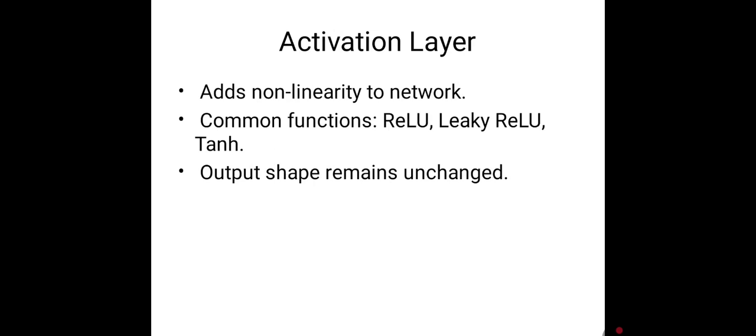Next is the activation layer. Once the convolution is done, we apply an activation function to introduce non-linearity. Without non-linearity, the network cannot learn complex patterns. The common activation functions used are ReLU, leaky ReLU and tanh. Importantly, the output shape from the activation layer remains the same as the convolutional output.